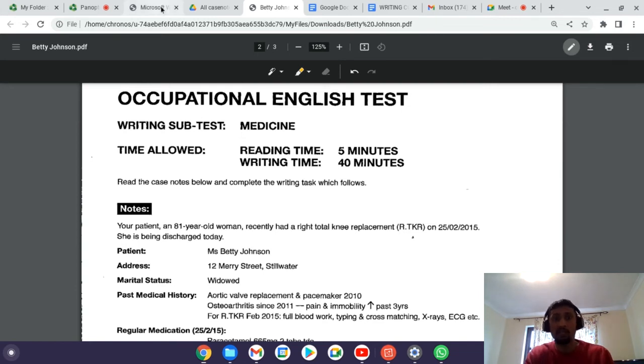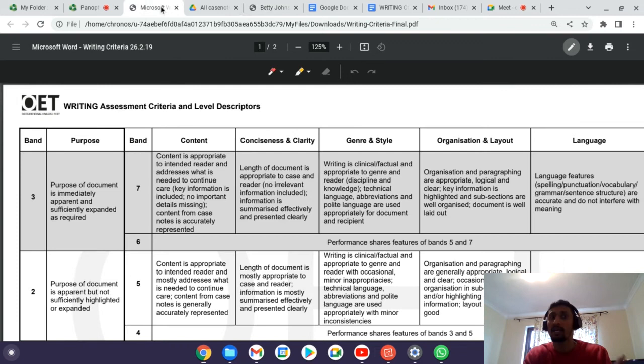These are readily available on the official OET website. So you can see that there are some criteria for your writing. This is your baseline criteria, and all your marks depend on how you perform in these segments: purpose, content, conciseness and clarity, genre and style, organisation and layout, and language. You can use all this while you are writing your letter.